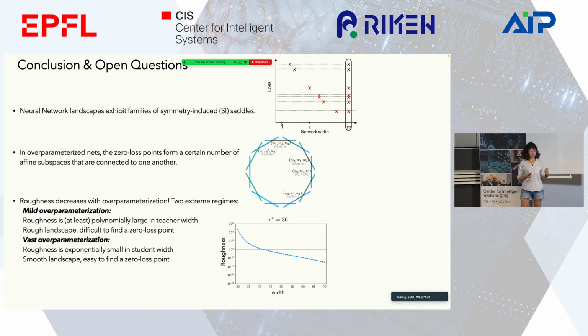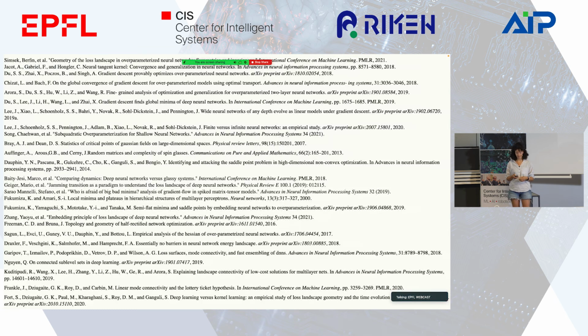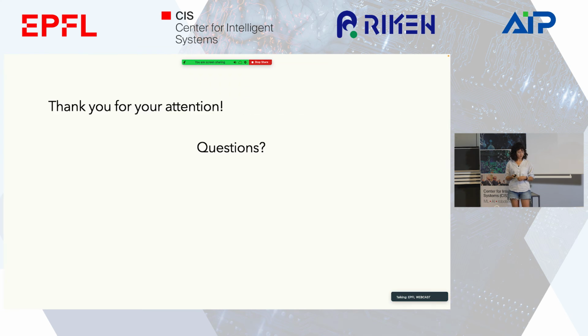And the second extreme regime is the vast overparameterization. We show that the roughness is exponentially small in the student width, so it's a smooth landscape. And empirically, we show it's easier to find a 0 loss point, which is also consistent with the literature. Here are the references, and thanks for your attention.